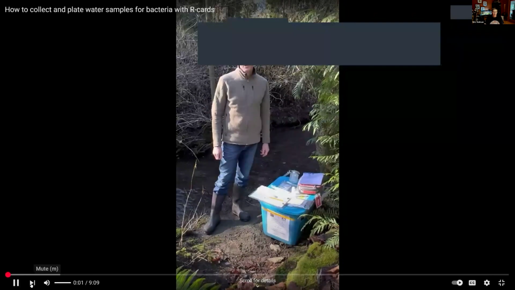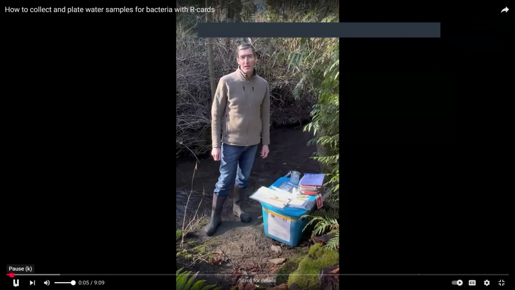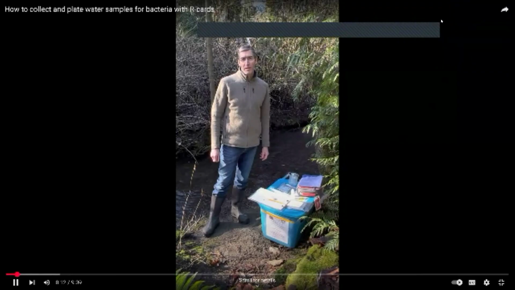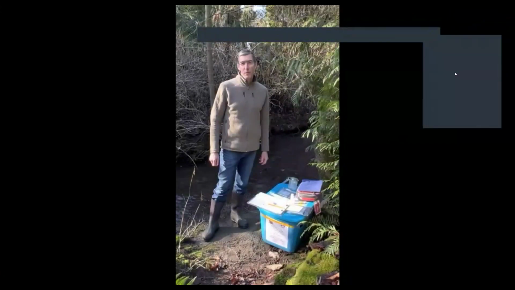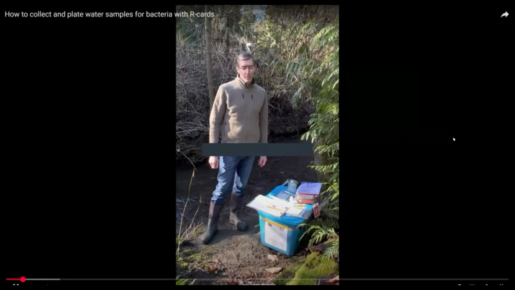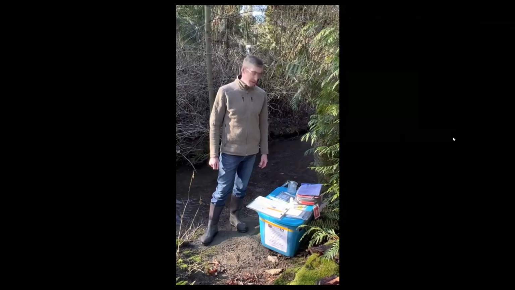Hi, this is Eric Gadget, Worship Council, and I'm here to talk to you today about how to use the R card for collecting water samples to test for bacteria. So we've moved to the R card recently from the Poliscan Easy Gel technique, and I'll show you the materials that we're going to use and a couple different ways that you can collect and plate your samples.